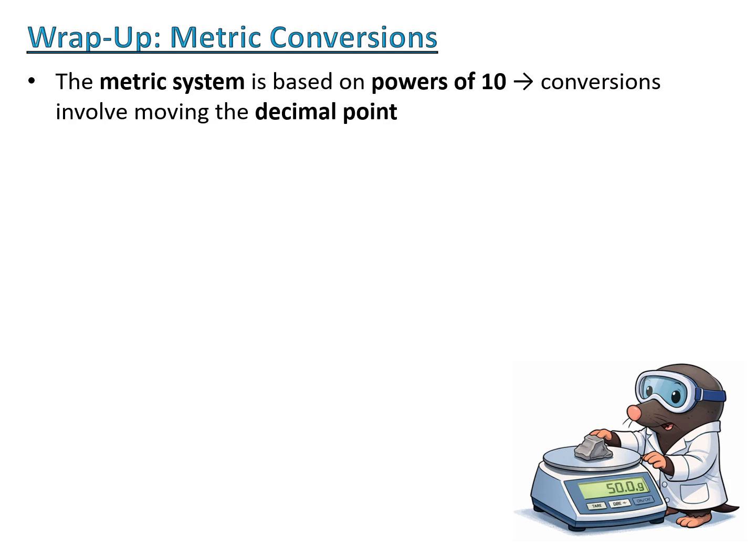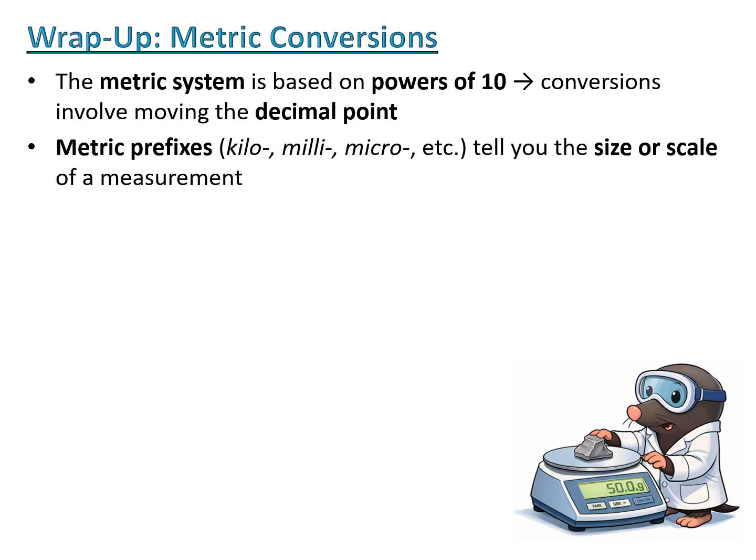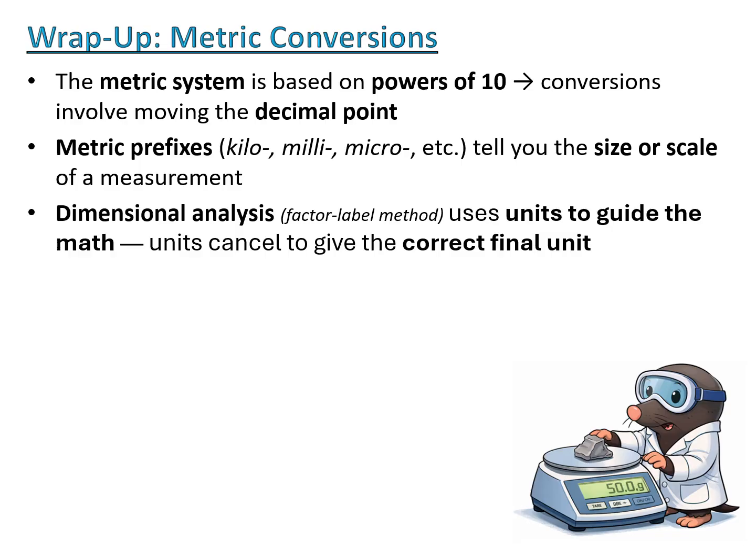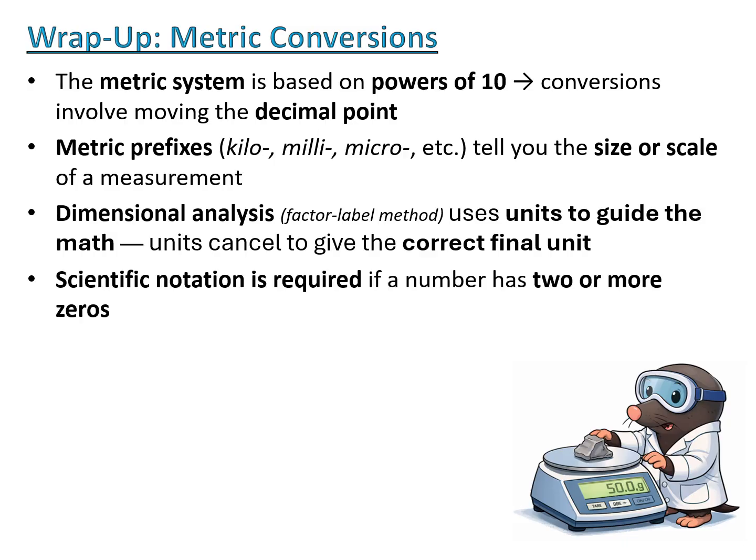All right, so to wrap it up, the metric system is all based on powers of 10, which makes it really easy to do conversions because you're just moving the decimal point around. The metric prefixes tell you the size or the scale of a measurement. So kilo tells you it's pretty big. Milli or micro tells you it's pretty small. Dimensional analysis, also called the factor label method, uses units to help guide the conversion process so that you can deliberately work your way towards the final unit.